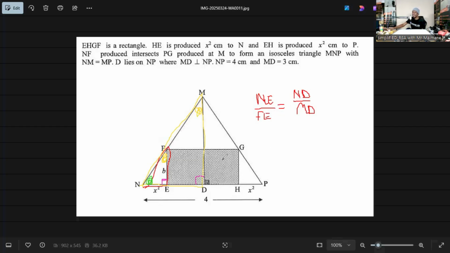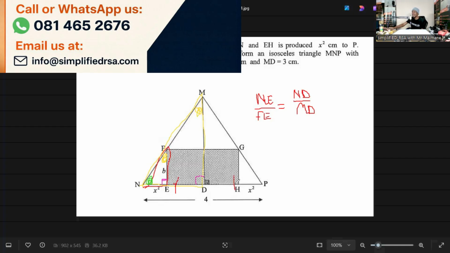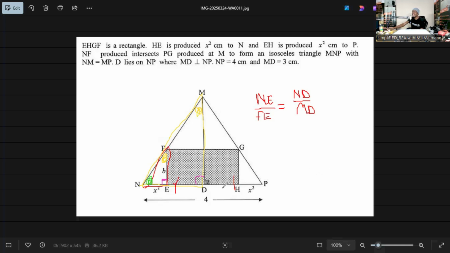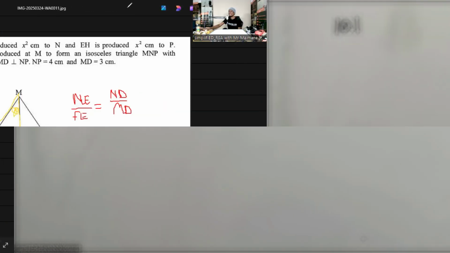I know the size of NE is x squared. I know the size of ND is going to be 2 centimeters because NP is 4 centimeters. And I can see that this side is equal to this side, so ND is equal to DP. Because of that, if the whole NP is 4 centimeters, I can tell that ND is 2 centimeters, and DP is 2 centimeters. Let's apply it.